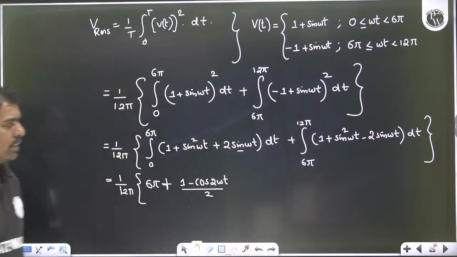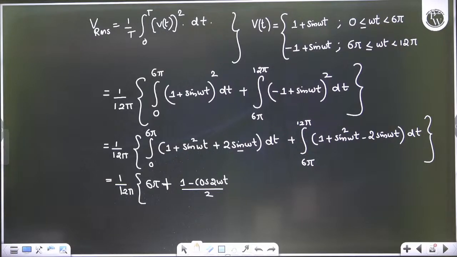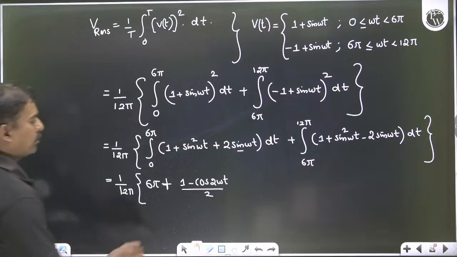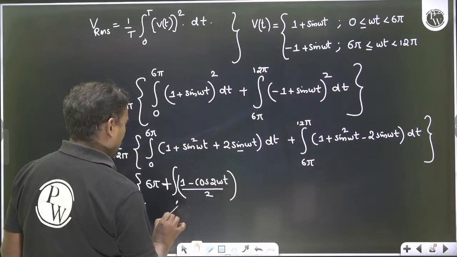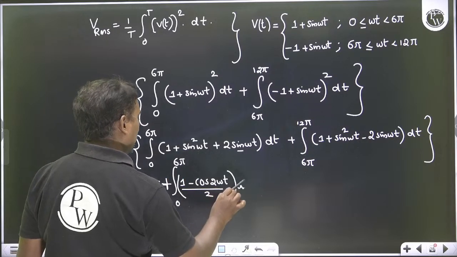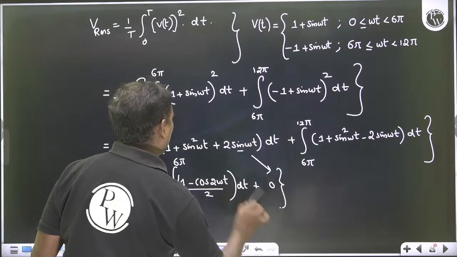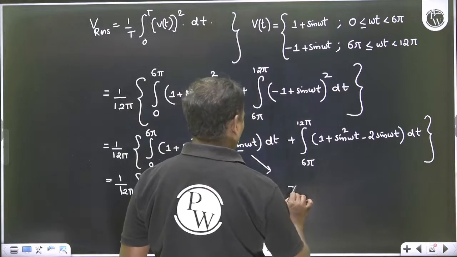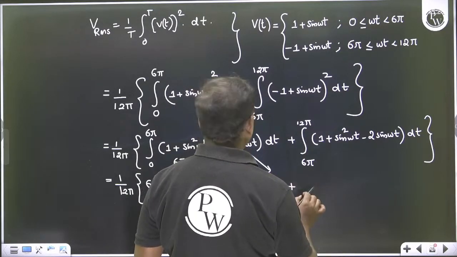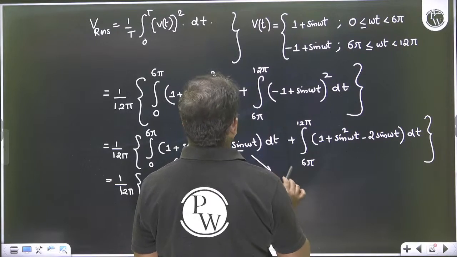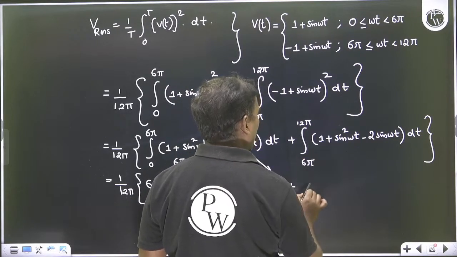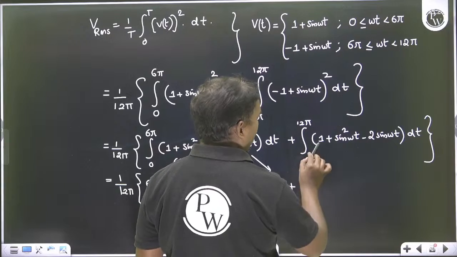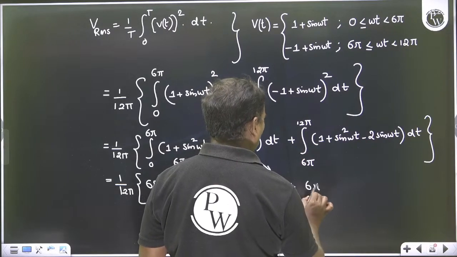Sine square theta I can write as 1 minus cos 2 theta by 2. For that I have to apply the integrations. So I can write 0 to 6 pi into dt, and the sine term will become 0. Next, this one, 6 pi. So this is one term. This is again dt, so 12 pi minus 6 pi, this will become 6 pi.